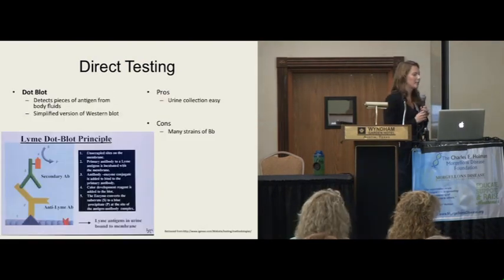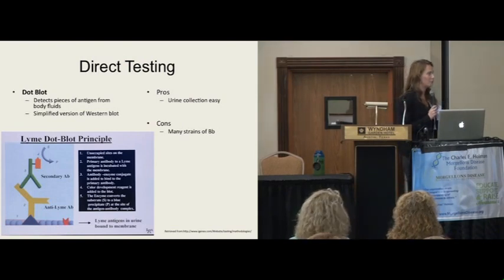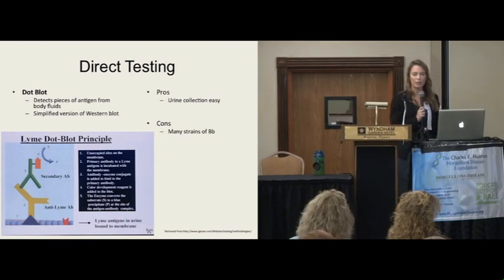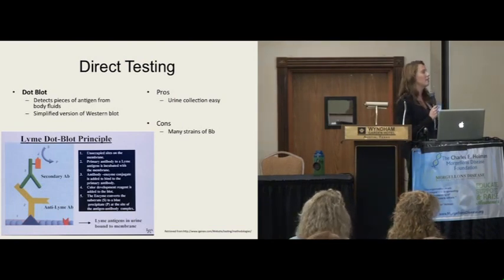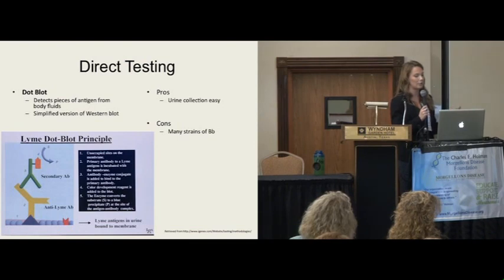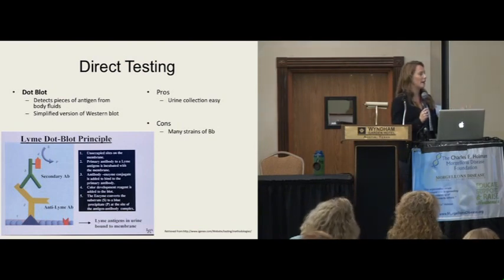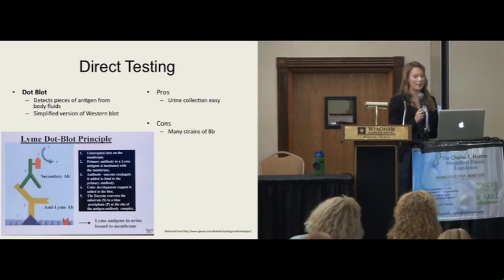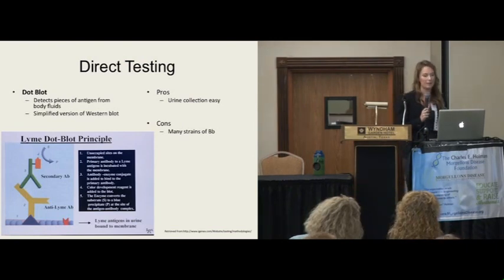So another type of direct testing is a dot blot. This is a very simplified version of a Western blot. The most common things that we're seeing now are urine collections. They're really easy. You collect urine and you basically look to find pieces of the Lyme bacteria or the Borrelia bacteria. And then in the lab, you add some antibodies on top of that. And in essence, you're supposed to create precipitation, which adds color to the sample. So if you can see a colored sample, it's a positive test result. And again, if you have Borrelia bacteria attached on the membrane and you add an antibody that's not specific for it, you're going to have a negative test result.